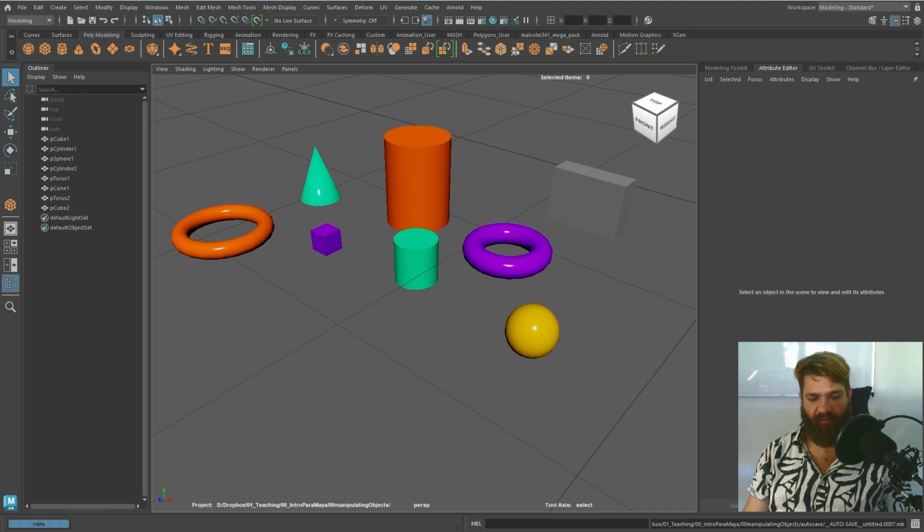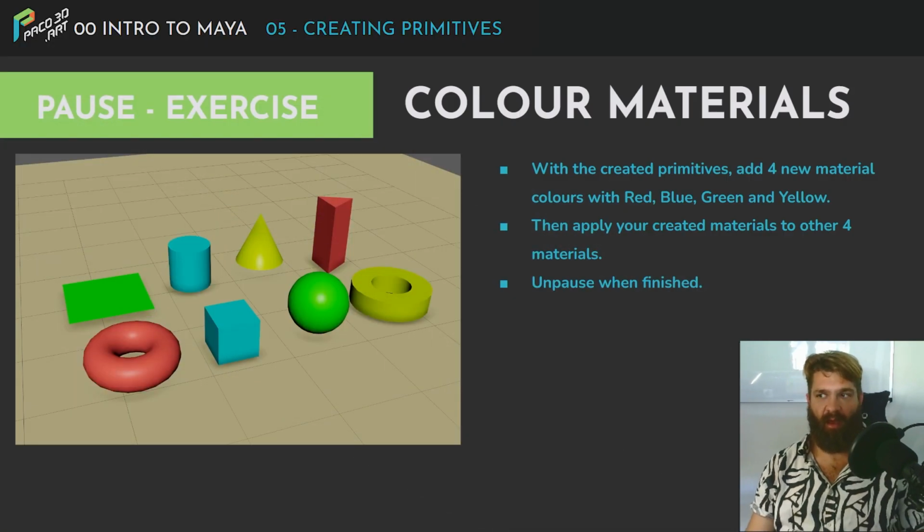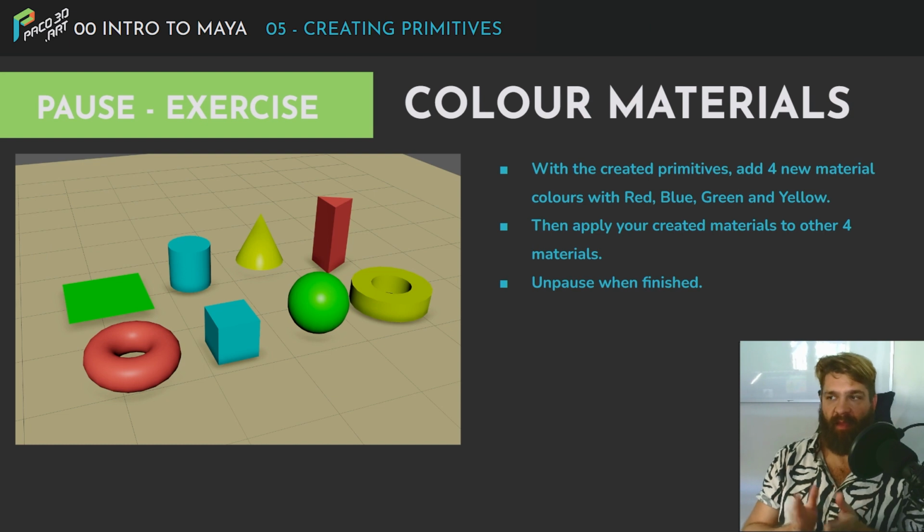Okay. So I think this is pretty clear. This is enough for today's lesson. So just as an exercise, make a bunch of primitives, give some materials, and give some colors. And once you're done, I will give you a little bit of an idea of what we're doing for the next lesson.